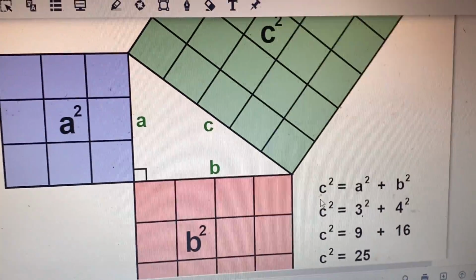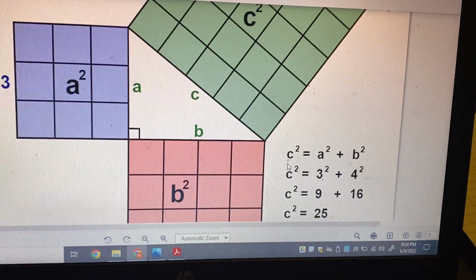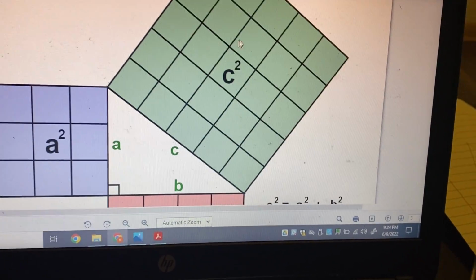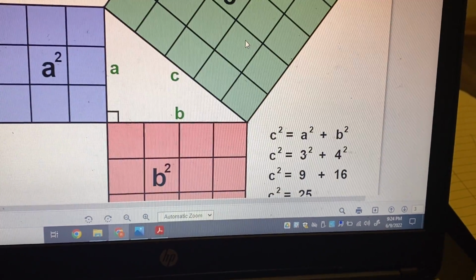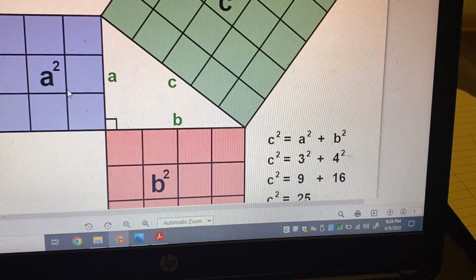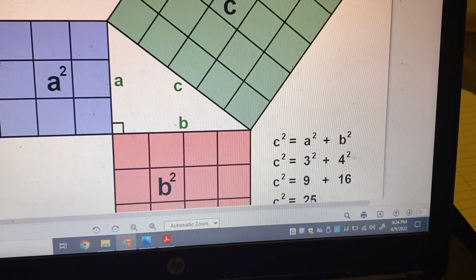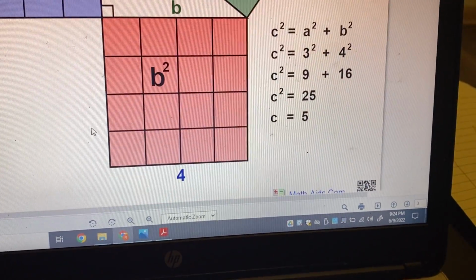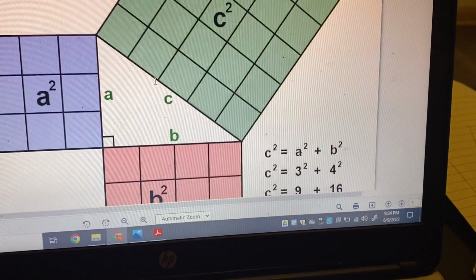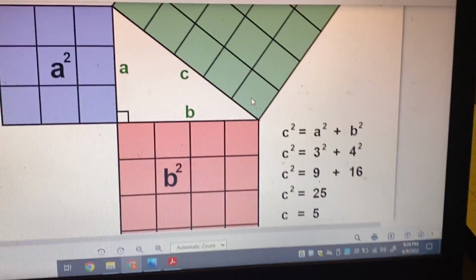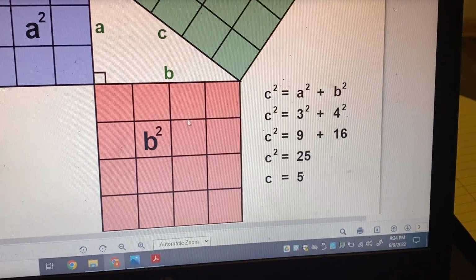And let's look at the equation right here. You have C squared equals A squared plus B squared. If you notice, you have a number 3, a number 4. You do not have a number here. Let's apply the numbers and plug them in.